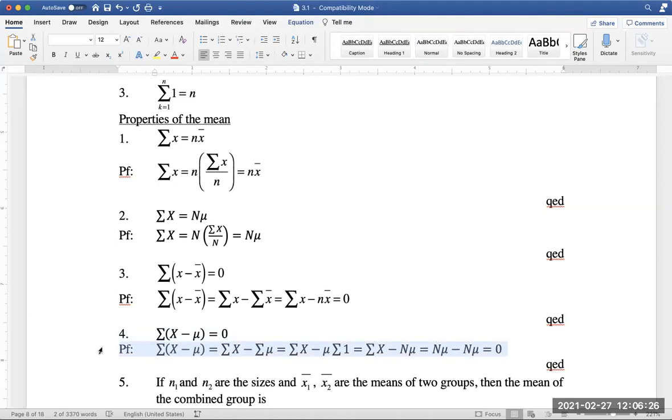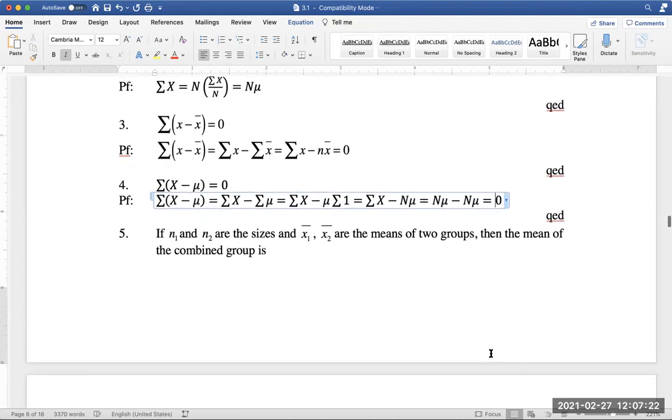The sum of x minus mu, again, using the properties of summation, is just the sum of x minus the sum of mu. But the sum of mu here, since mu is a constant, I can bring the mu out in front of the summation here. So it's just mu times the sum of one, and the sum of one is just n. But then the sum of x by the second property here is just n mu. The n mu's cancel, so you get zero. So I've shown that the sum of the deviations from the mean is always equal to zero. Next.